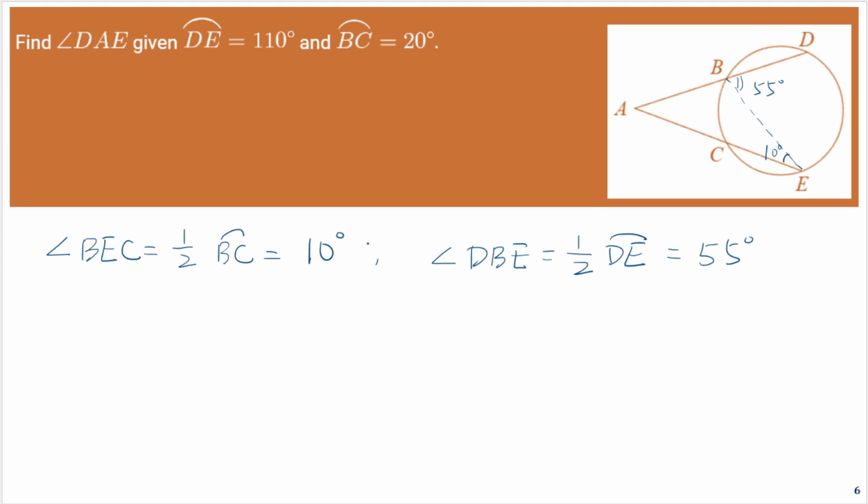and angle AEB, right? Therefore, we have angle A is just angle DBE subtracted by the other angle BEC, and that gives us 45 degrees, right? So this angle here, the desired angle, is 45 degrees. Did you get it?